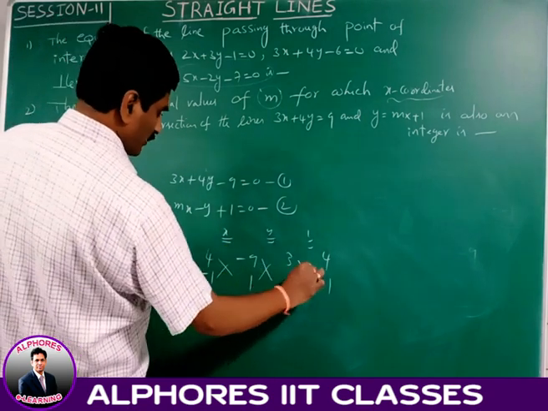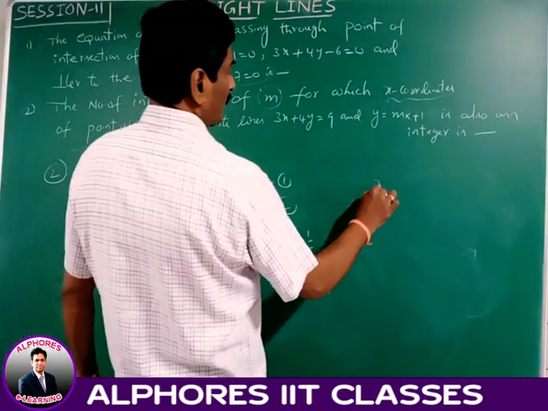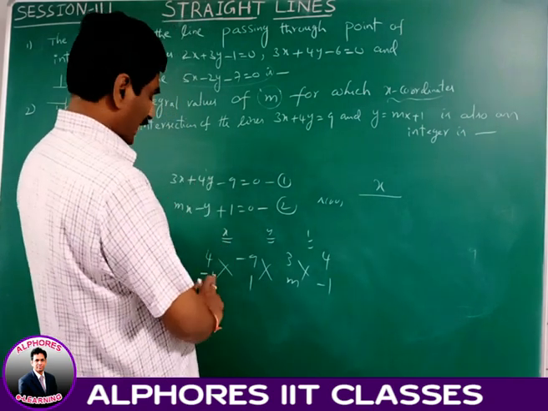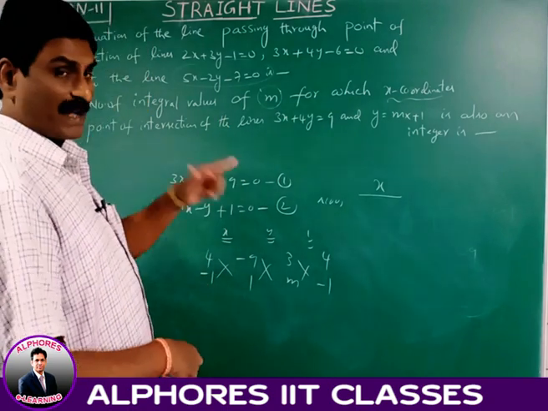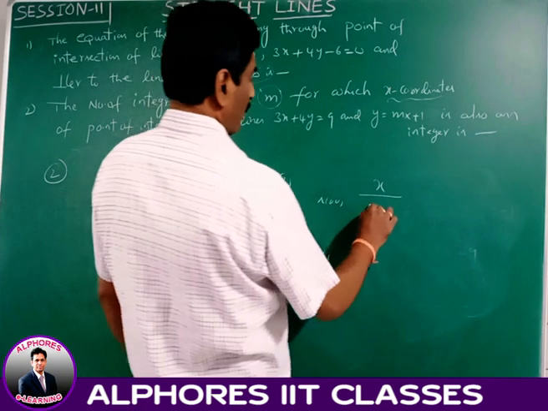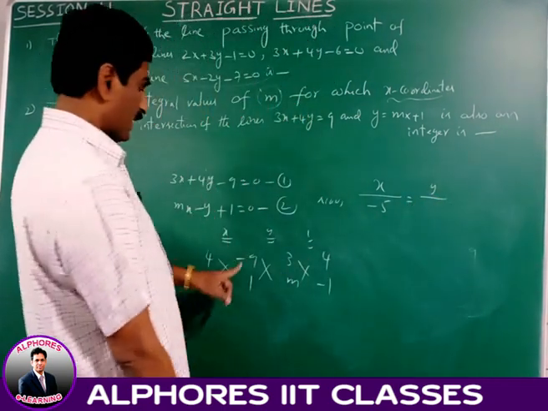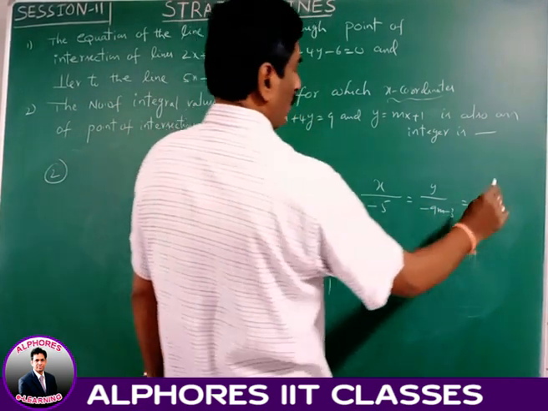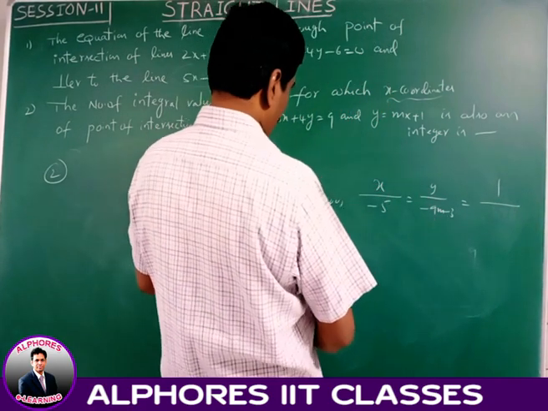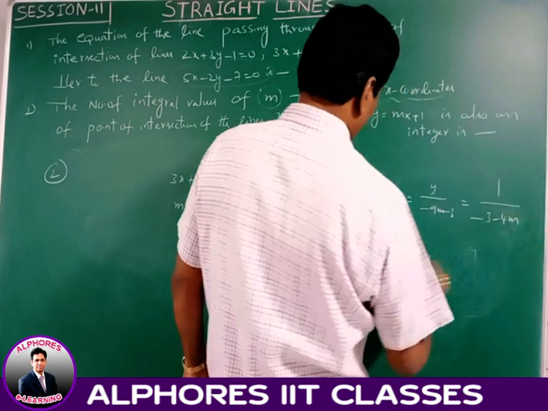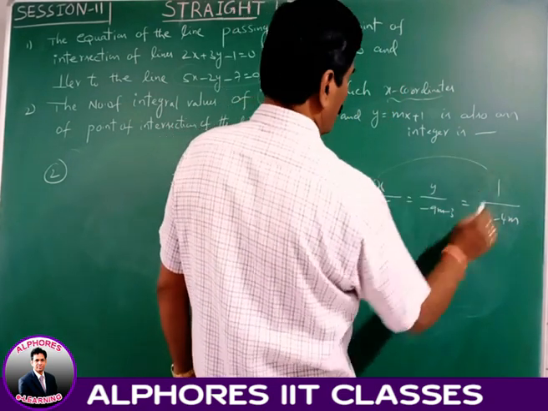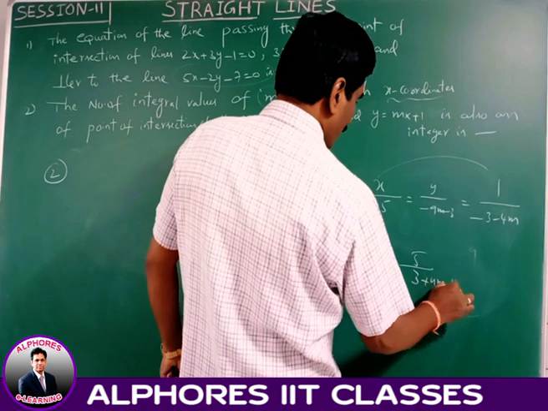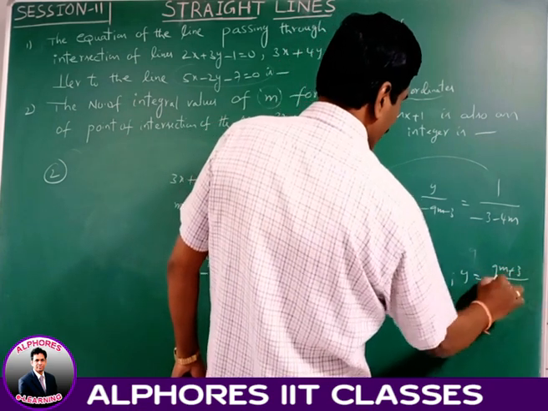Okay, by using the cross multiplication method, what is the condition? x by AD minus BC, means 4 minus 9, minus into minus plus, again minus. That means minus 4 minus 9 means minus 5, is equal to y by AD minus BC, means minus 9m minus 3, is equal to 1 by AD minus BC, means minus 3 minus 4m. By equating this value to the last value, we get x is equal to 5 by 3 plus 4m, and y is equal to 9m plus 3 by 3 plus 4m.